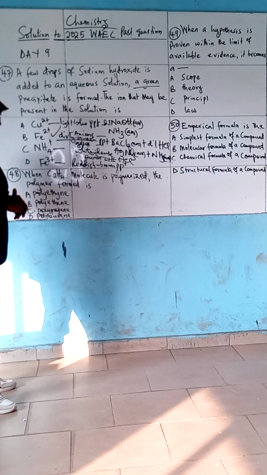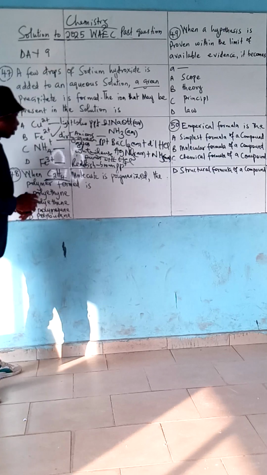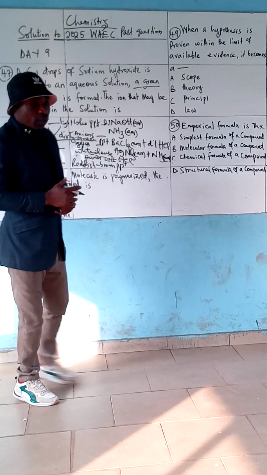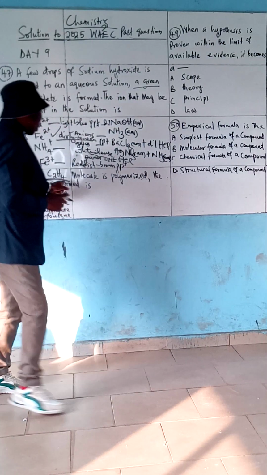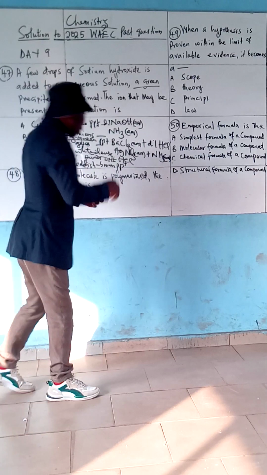When C2H4 molecule is polymerized, the polymer formed is dash. The first is, what is this compound? The compound C2H4 is a hydrocarbon. I've said any compound that contains hydrogen and carbon only is a hydrocarbon. There are two series of hydrocarbon.